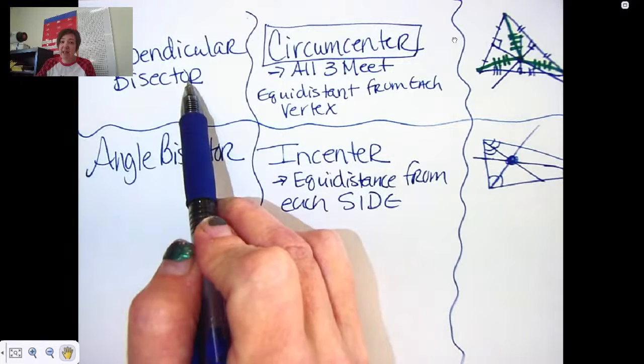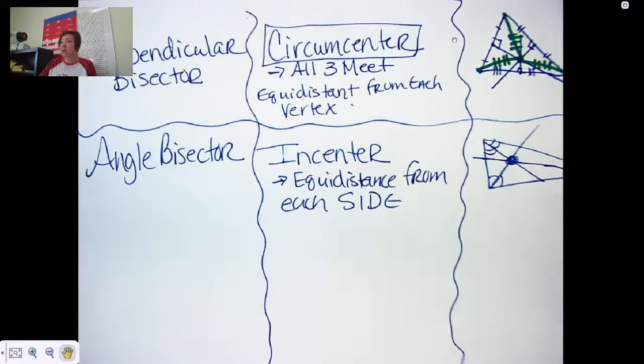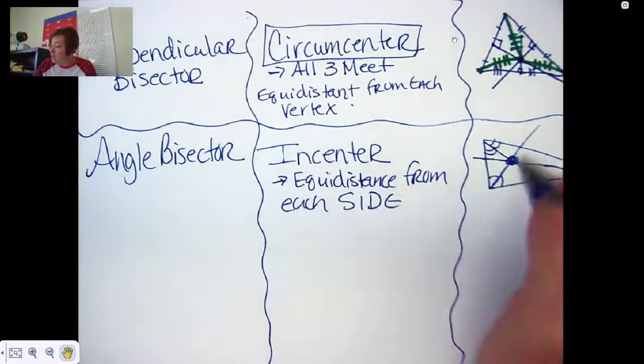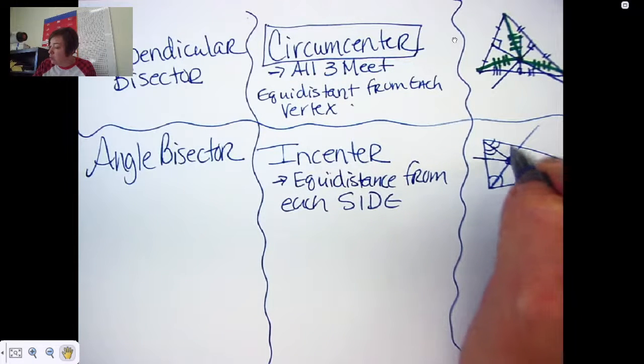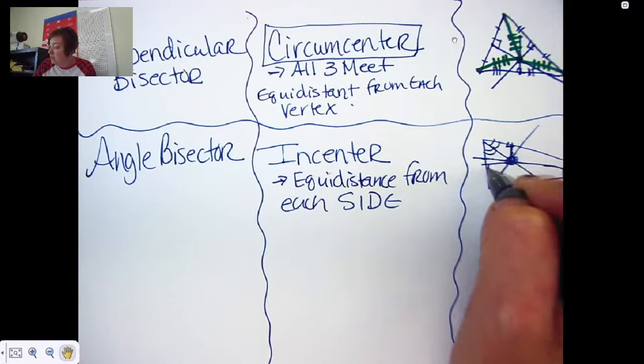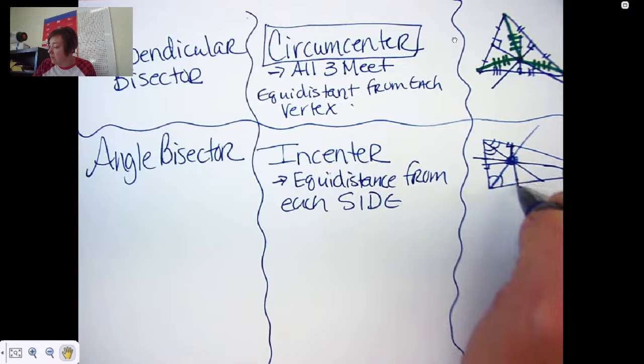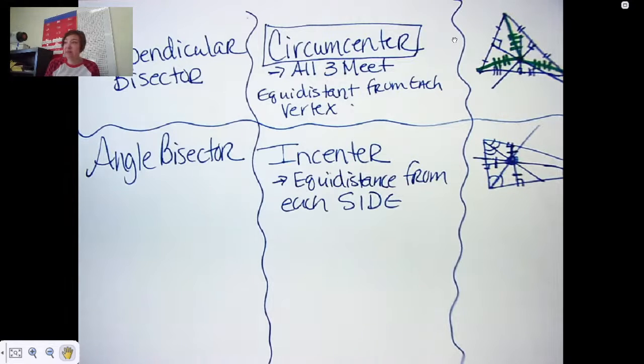This one cuts the sides in half, but it's the same distance from each angle. Y'all see how that works? So the same distance from each side means if we go straight here, and that's 90 degrees, and we go straight here, and that's 90 degrees, and we go straight here, and that's 90 degrees, that this equals that. Same distance from all sides.